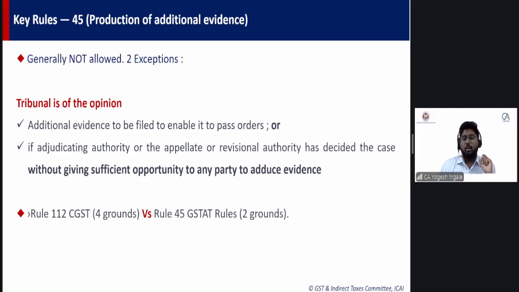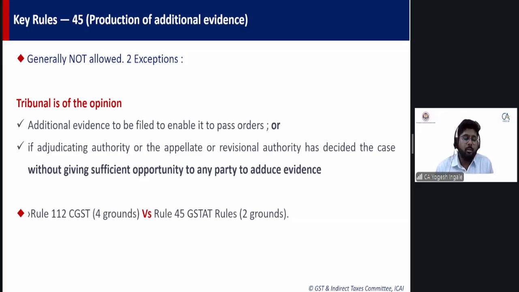Next, Rule 45, production of additional evidence. As far as Rule 45 is concerned, there are two exceptions to the rule. Generally, production of additional evidence is not at all allowed. Why? Because the entire adjudication and the appellate authority stage, the first appeal, are based on the documents available on record. So if you suddenly produce any additional evidence, that will change the nature of the dispute, so that is not allowed. Generally, not allowed. However, there are two exceptions.